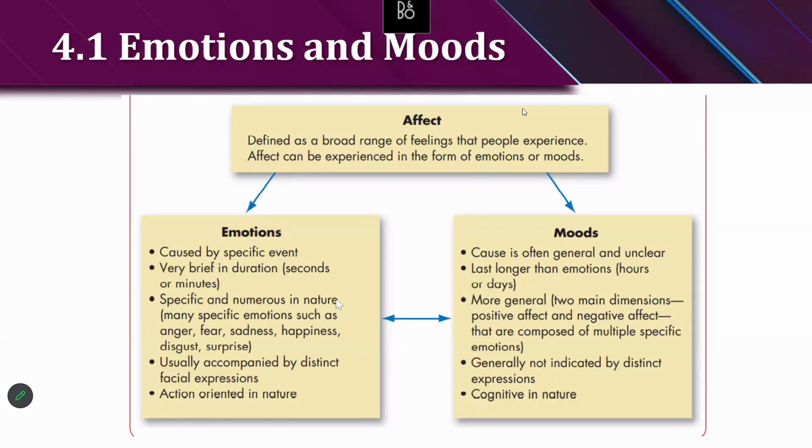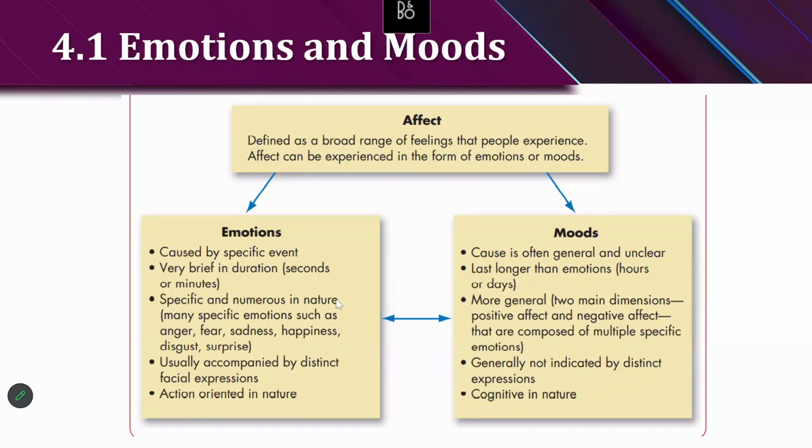And then specific and numerous in nature. So there are many different kinds of emotions like anger, fear, sadness, happiness, disgust, surprise. Not only these, there are many emotions which people can experience. But moods, there are two main dimensions of moods. The first one is the positive effect, the second one is the negative effect. Sometimes it is positive, otherwise it is negative. There is no in between or any other categories of moods.